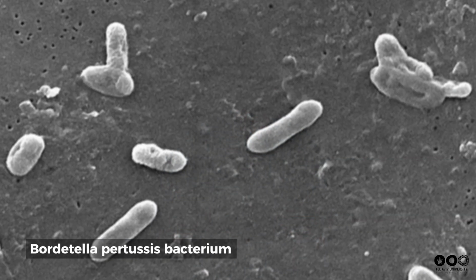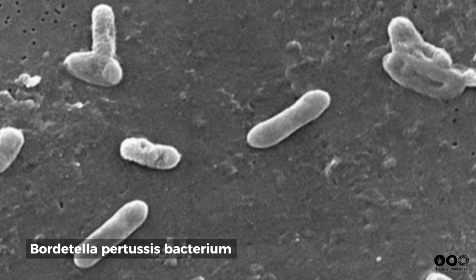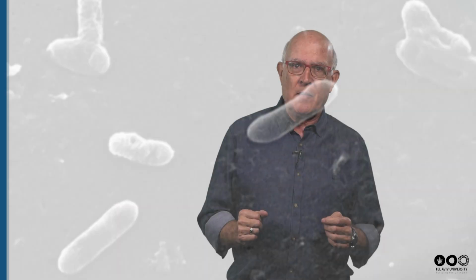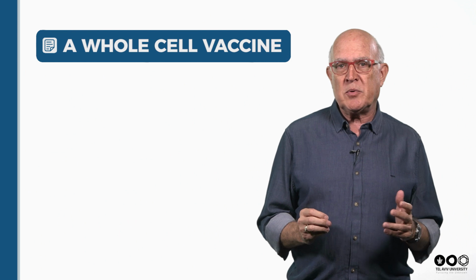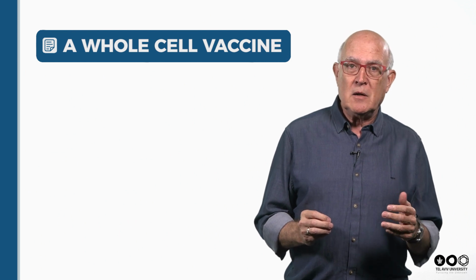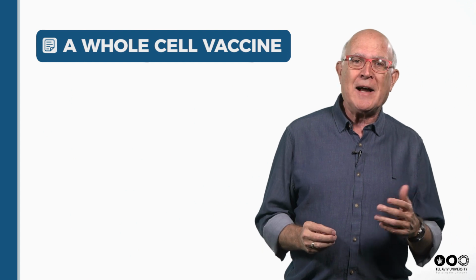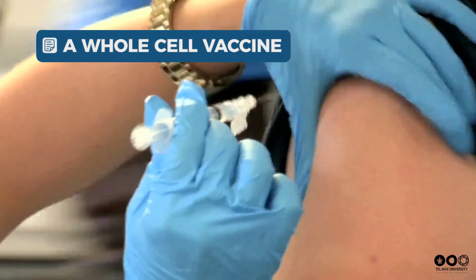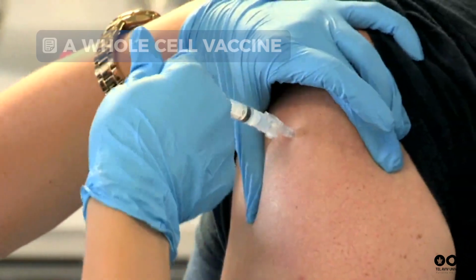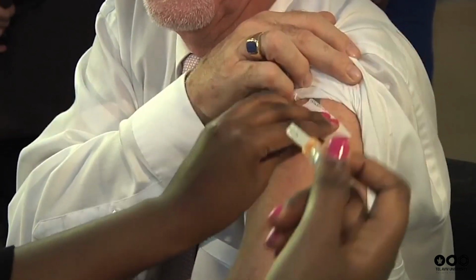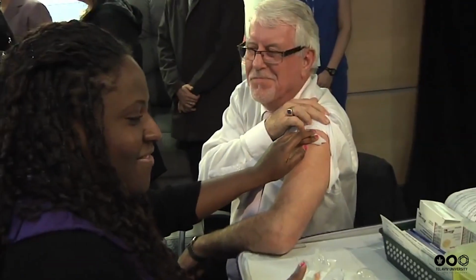Let's take whooping cough, for example. This serious respiratory disease is caused by the bacterium Bordetella pertussis, which is made of some 2,000 proteins. A whole cell vaccine has been produced by killing the bacterium with formaldehyde, in the same way Salk prepared his inactivated polio vaccine. The whole cell pertussis vaccine has saved and continues to save millions of lives around the world.